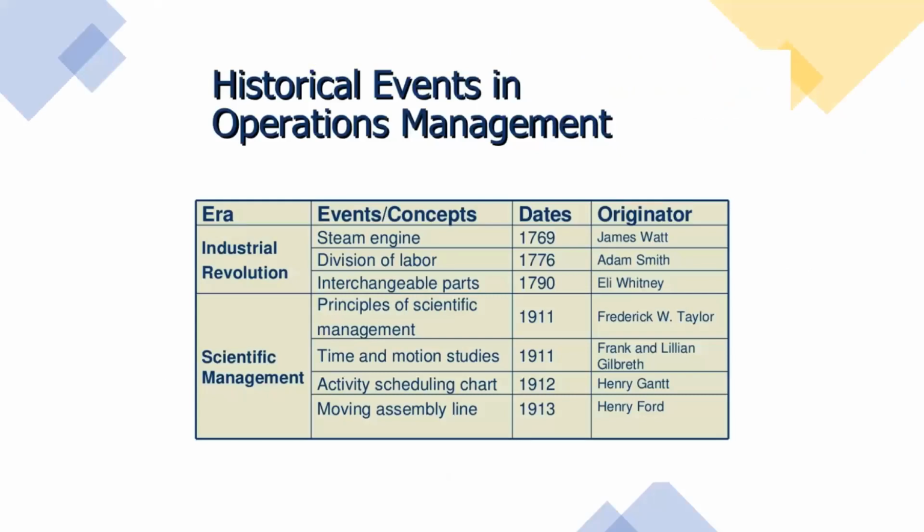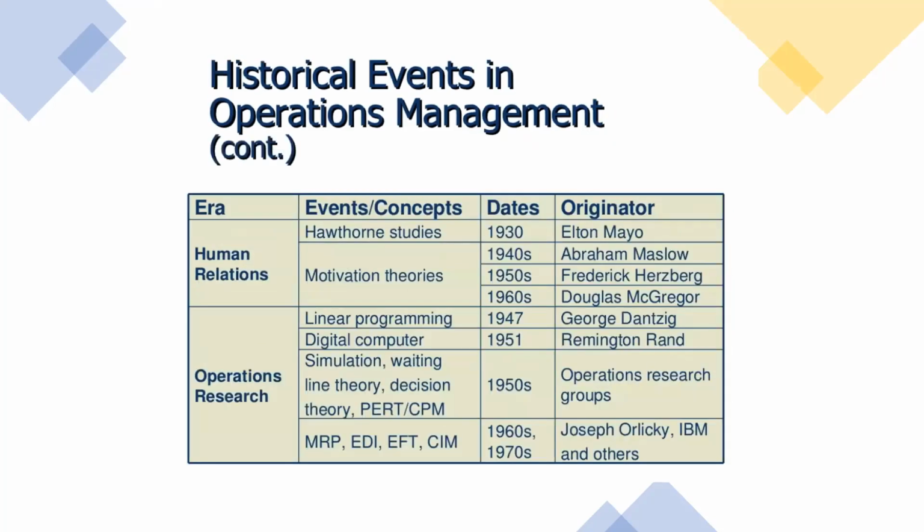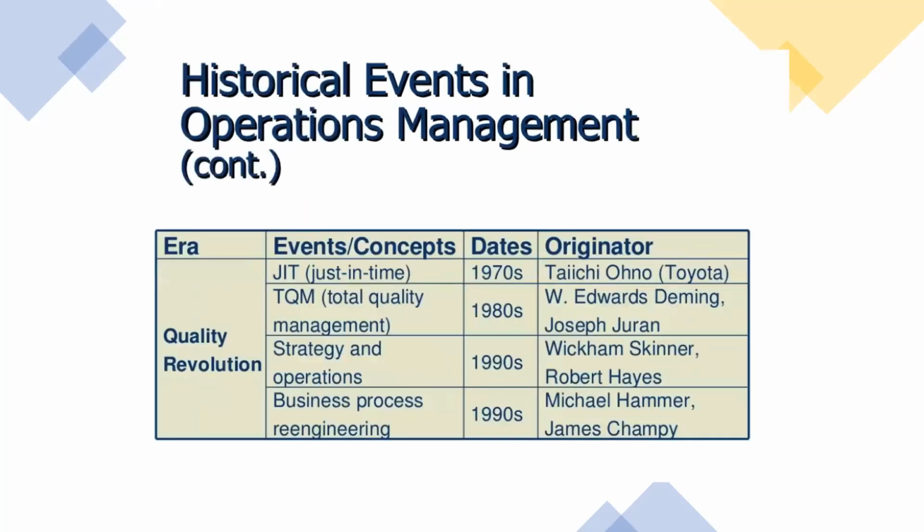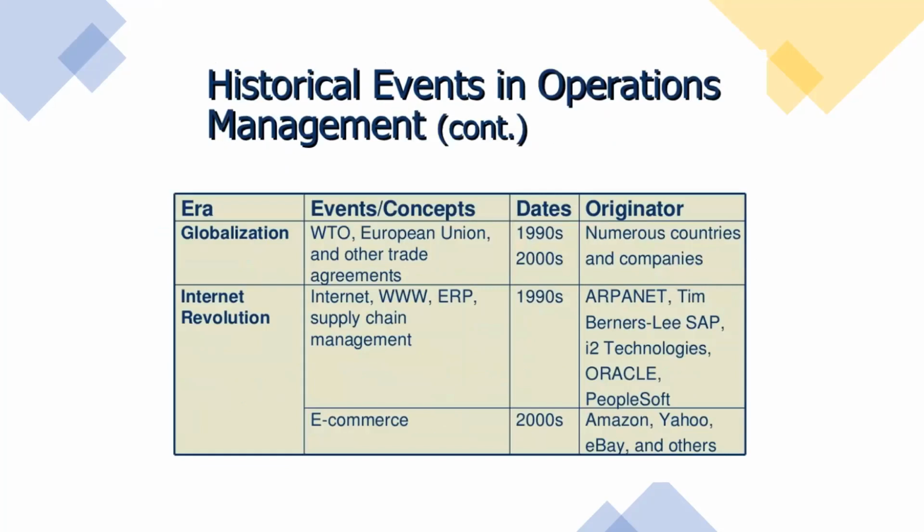So the historical events in operational management: we have the industrial era, and then scientific management, where we have the very famous father of the term scientific management, Frederick Taylor. Next, we have the era of human relations with the Hawthorne study, operations research, quality revolution, and globalization. This is a very important one since trading activity has been facilitated so that people can trade across barriers. Internet revolution is also important, since now with the internet, people can purchase online, and companies need different strategies to deal with it.